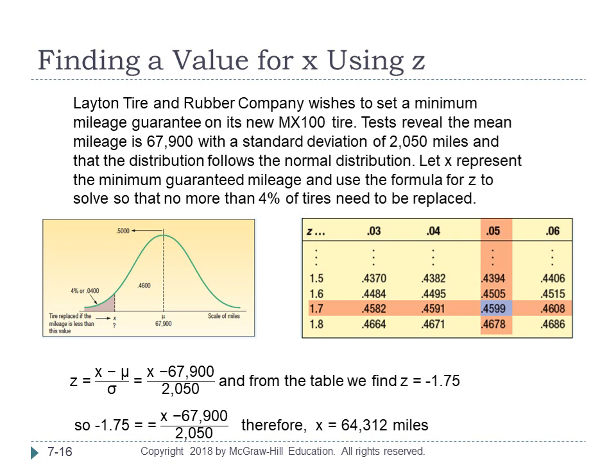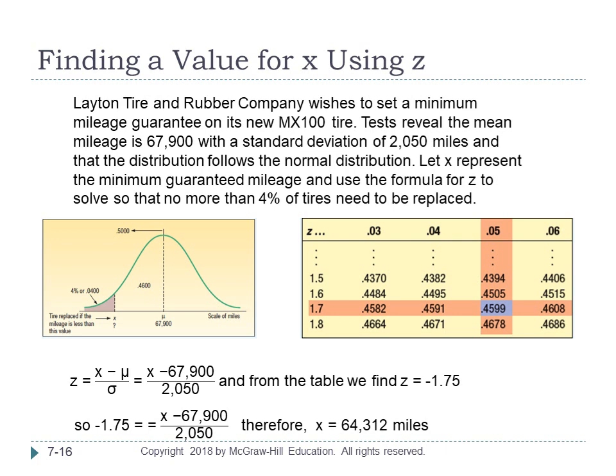Here what we also know is that this data follows a normal distribution. We already know the mean and standard deviation. For now we can do some calculations. Let X represent the minimum guaranteed mileage, and we want to use the formula for Z to solve and find the value for X, so that no more than 4% of the tires need to be replaced.